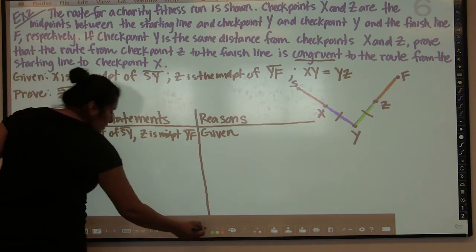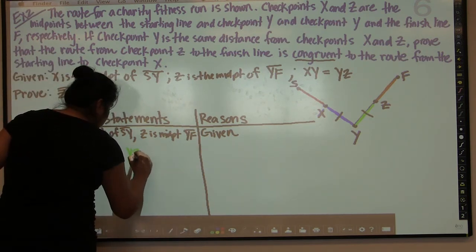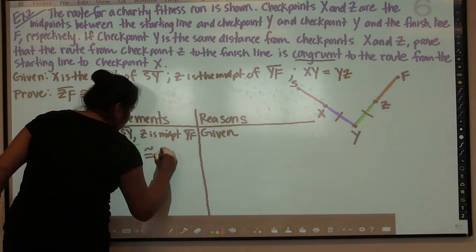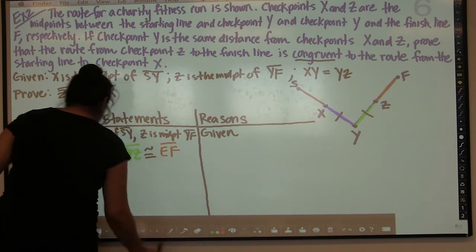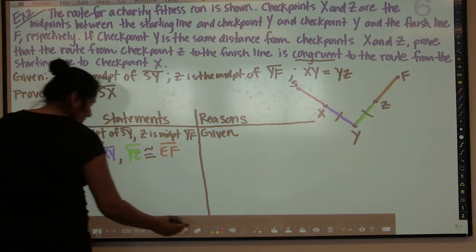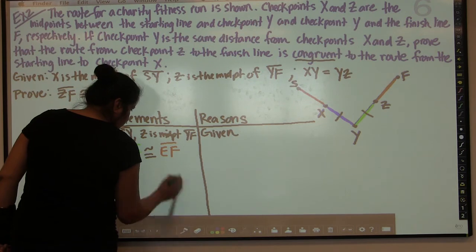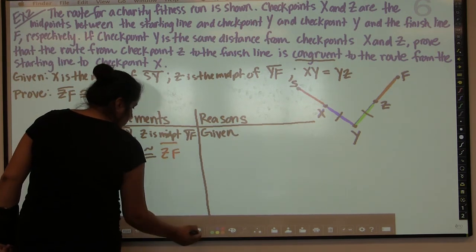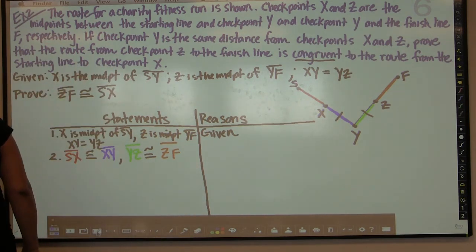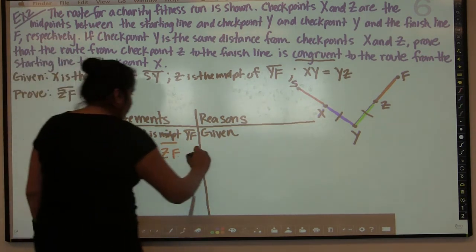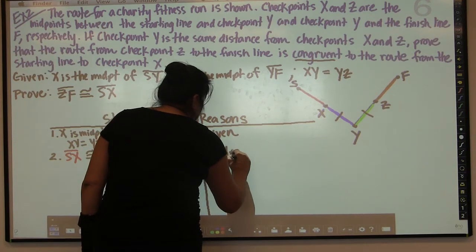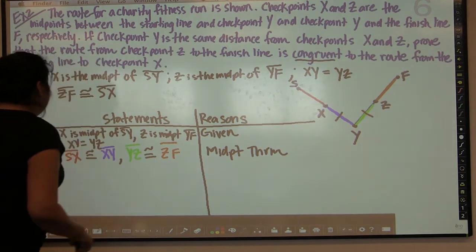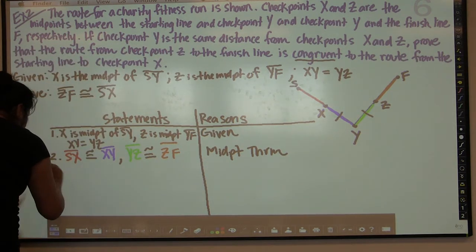YZ is going to be green, so we're going to come over here. YZ is congruent to ZF. Sorry, wrong letter, ZF. And then our reasoning for that is the midpoint theorem that we learned in the last section. Midpoint theorem, abbreviating there. Okay, so now we're going to go to step 3.